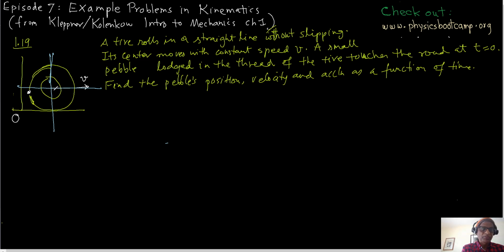So let's call it the C frame, and call this point C over here. Then we have this one vector. We want to know this vector. That's what the problem is asking: find the pebble's velocity as a function of time, and give it in the frame O.